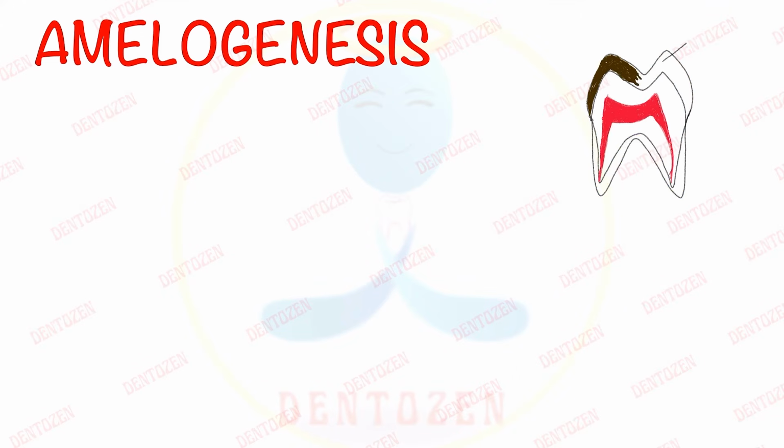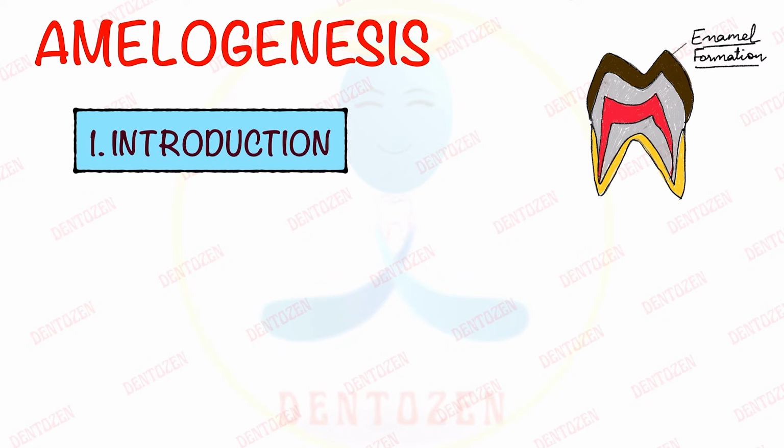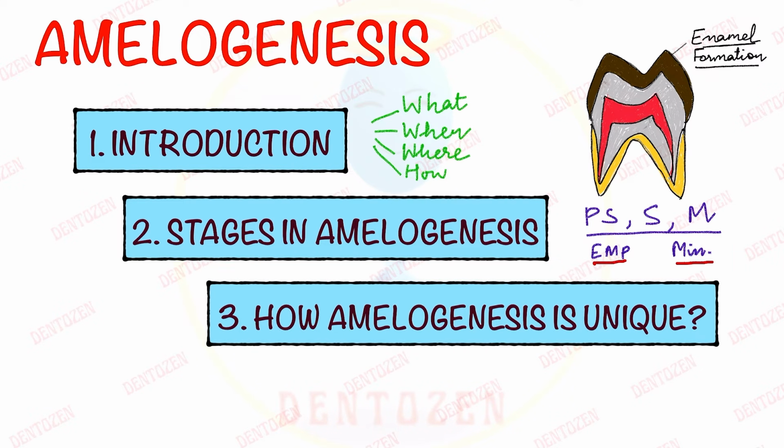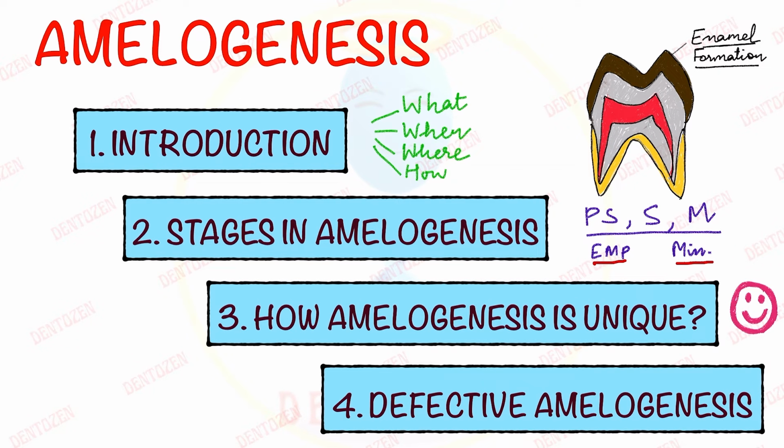In this video we are going to cover amelogenesis in 4 parts. First part, introduction: what, when, where, how. Then stages, that is 3 stages: pre-secretory, secretory and maturative. Also we'll talk about enamel matrix proteins and mineralization key features. Then how amelogenesis is unique, and what can go wrong in amelogenesis. For your short note, you can include stages, which is the most important part, but for your long question, you can write all the 4 parts.